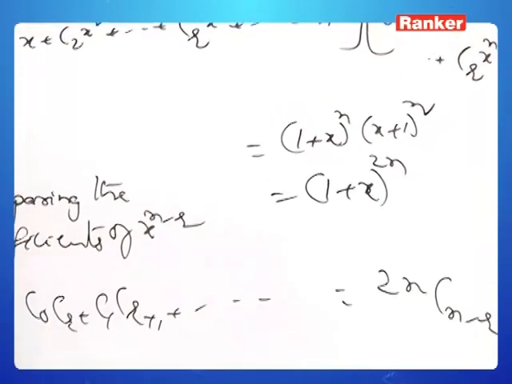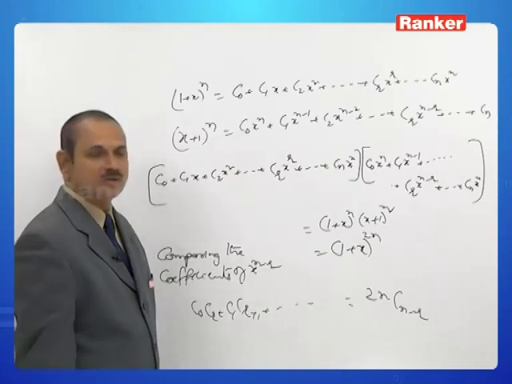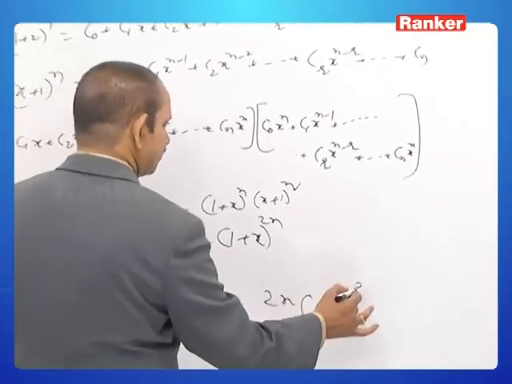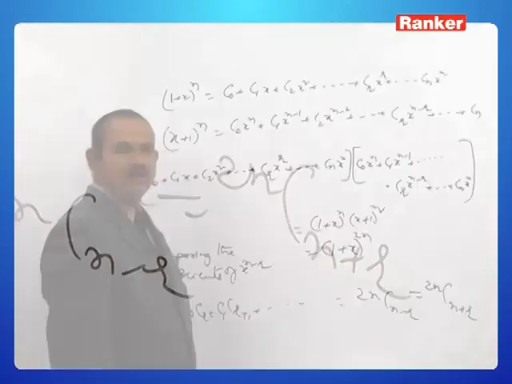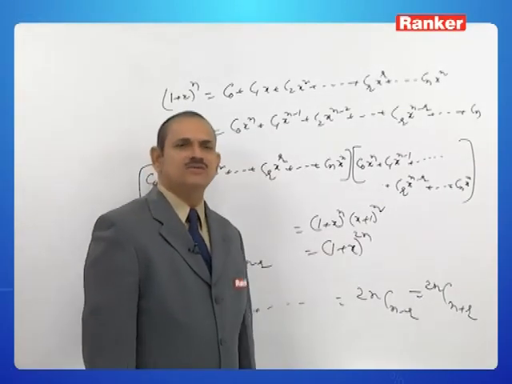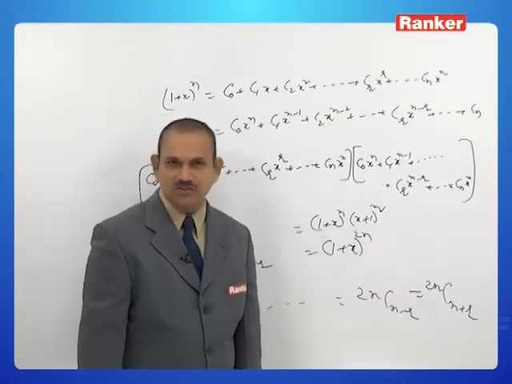Of course, the last term will be Cn minus r Cn is equal to 2nCn minus r. It can also be taken as 2nCn plus r. Why? Because we know that nCr is equal to nCn minus r. So 2nCn minus r is nothing but 2nCn plus r.